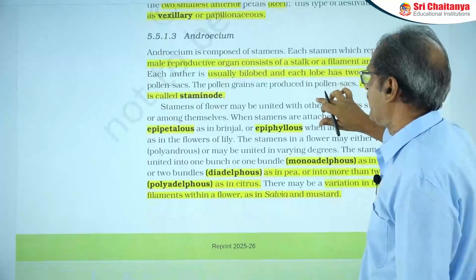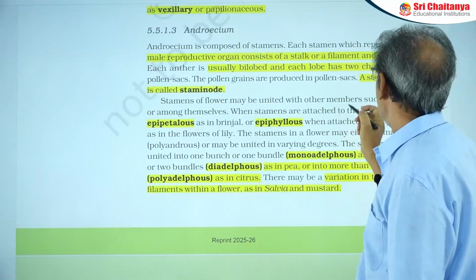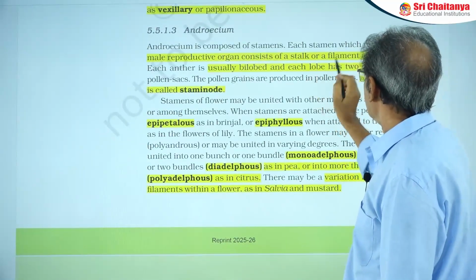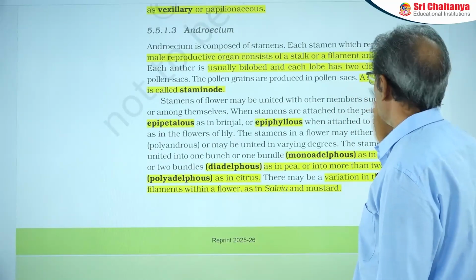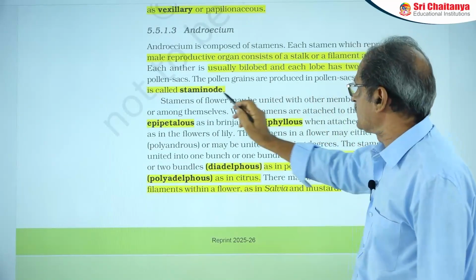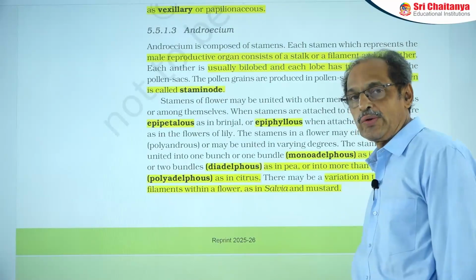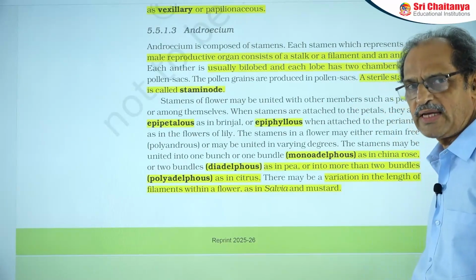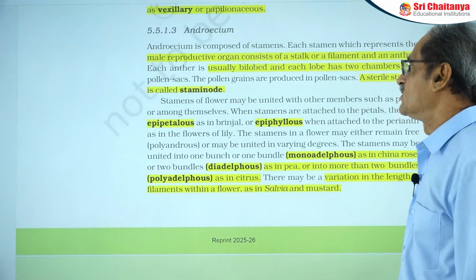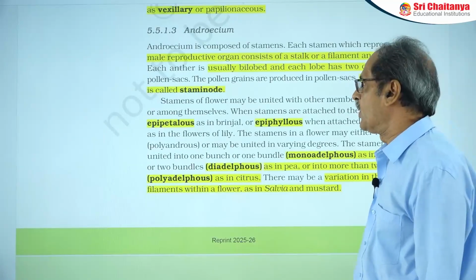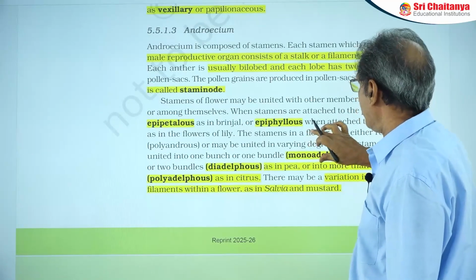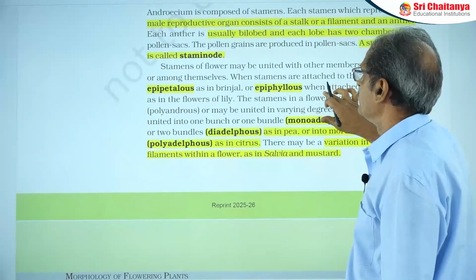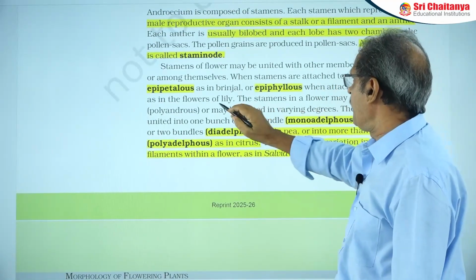Next one is the androecium. So here the stamen structure, and the number of microsporangia. See here, important, a sterile stamen is called staminode. For example, Cassia, you can give the example. Staminodes. That means they won't produce any pollen grains. Sterile. Next one is the union. So here, epipetalous.